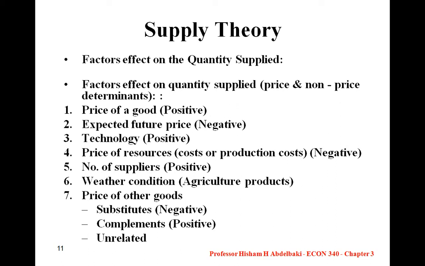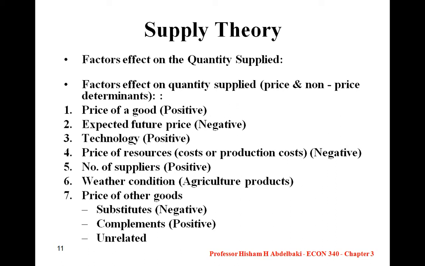Keep both in your mind. Now, all of these factors affect quantity supplied together at the same time. It's better for us to study and find the effects of all of these factors together at the same time on quantity supplied. But we cannot do this one. We can do it in chapter 5 or in ECON 441 if we have regression analysis.